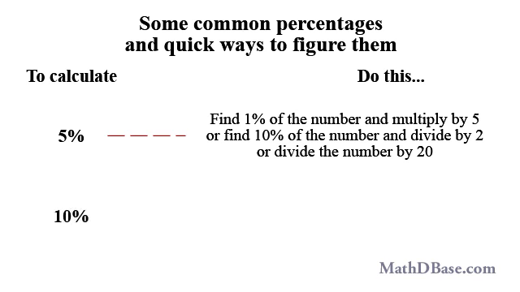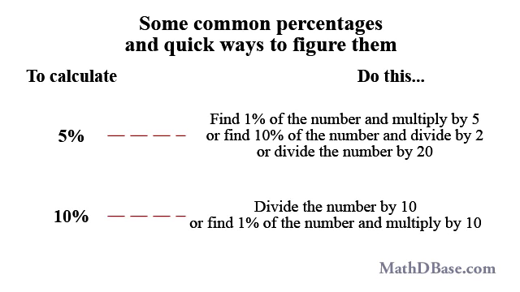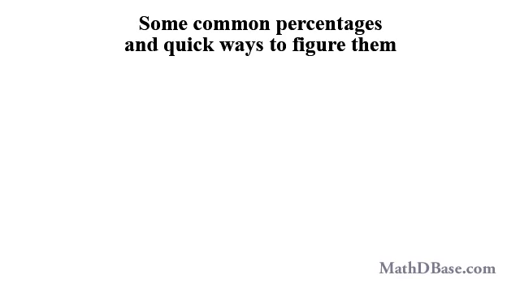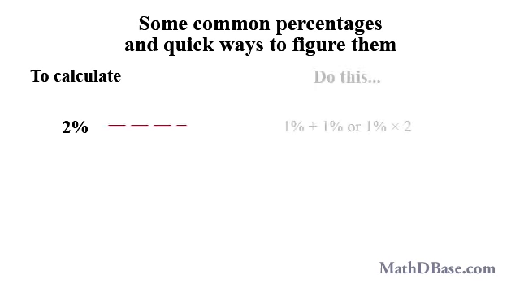To find 10% of a number, divide by 10, which means just move the decimal point 1 place to the left, or find 1% of the number and multiply that result by 10, which means just move the decimal point 1 place to the right. Percentages are additive in the sense that to find 2% of a number, for example, you can add 1% of the number to 1% of the number, or multiply a result for 1% of the number by 2.